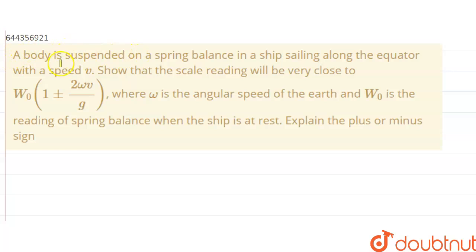Hello everyone, today we are going to solve this question. A body is suspended on a spring balance in a ship sailing along the equator with speed v. Okay, the ship is sailing with a speed v.